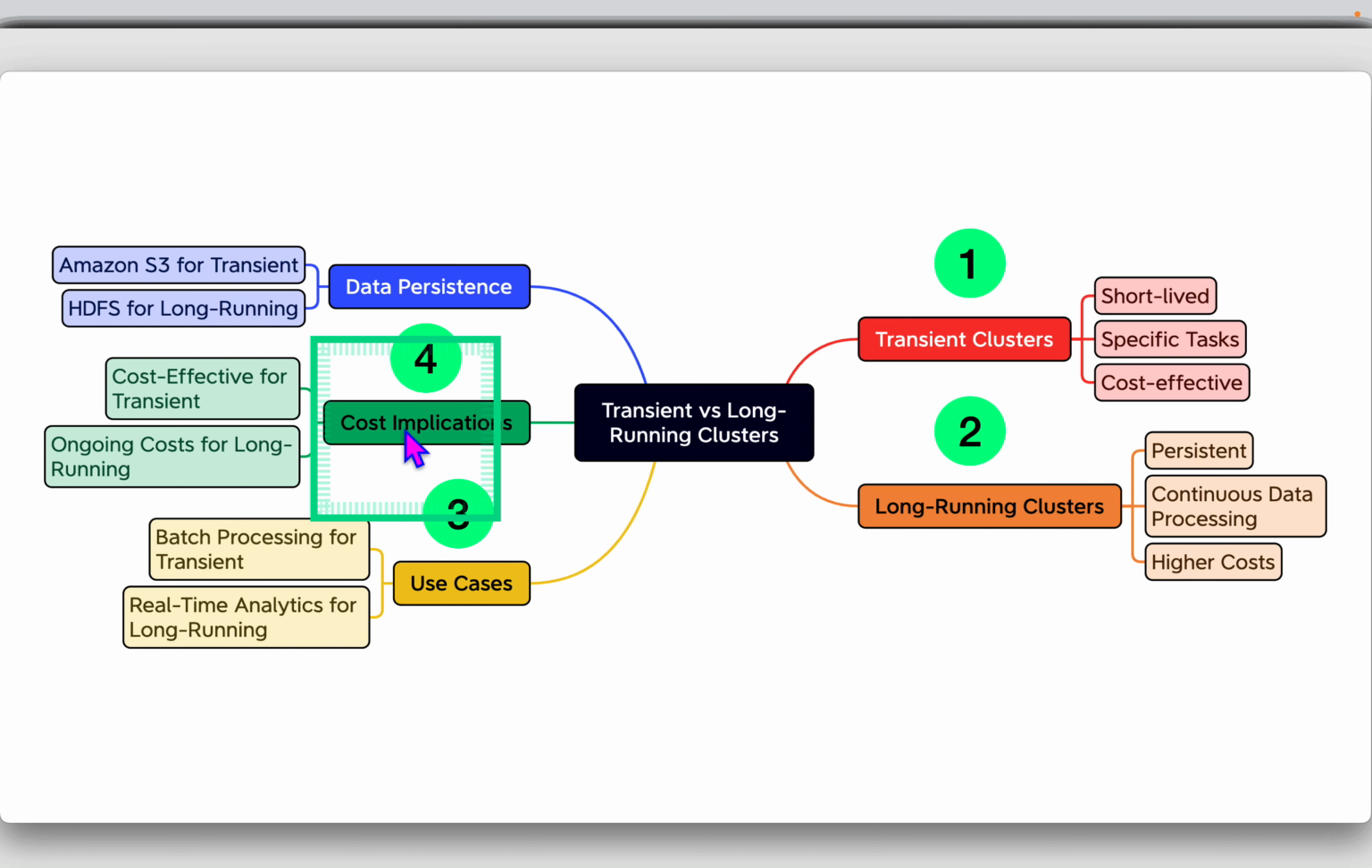Cost implications. Transient clusters can be more cost-effective as they exist only for the duration of specific tasks. Long-running clusters, however, incur cost as long as they remain active.